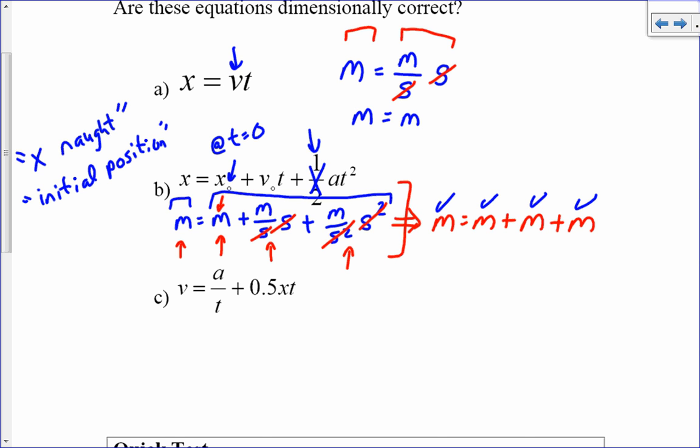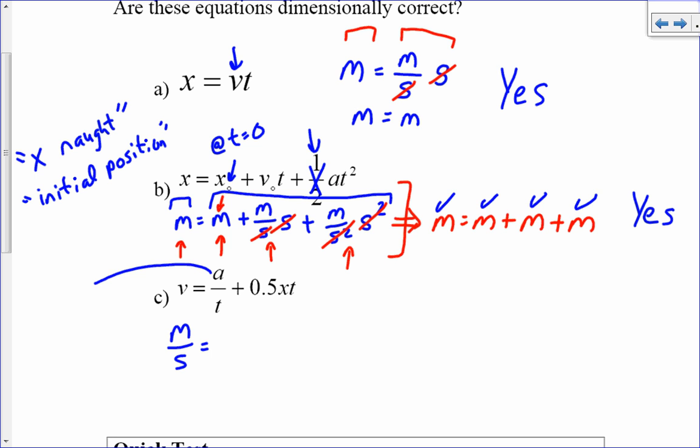So that tells me that that equation is dimensionally correct. So is that equation dimensionally correct? Yes. Similarly up here. Is it dimensionally correct? Yes. Now let's look at this next one. So I have V, which is in meters per second. I have A, which is in meters per second squared.